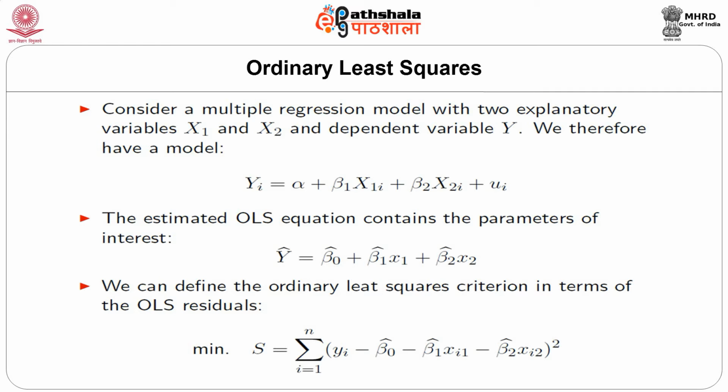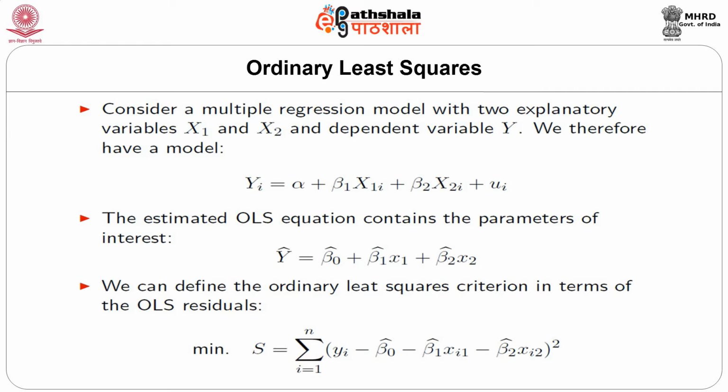We can define the ordinary least square criteria in terms of the OLS residual. By residuals, let me remind you, we mean the difference between the actual value of the response y_i and the fitted value y_i hat. So, the residual for the ith observation R_i can be written as y_i minus y_i hat. Now, replacing y_i hat with the OLS equation, we have R_i equals y_i minus beta naught hat minus beta 1 hat x_1i minus beta 2 hat x_2i.